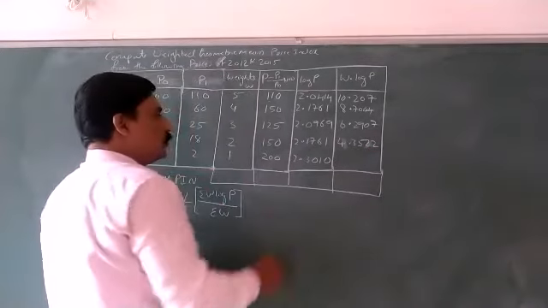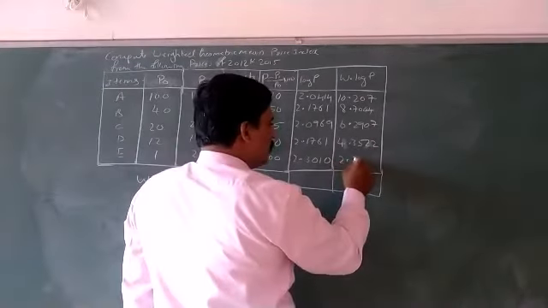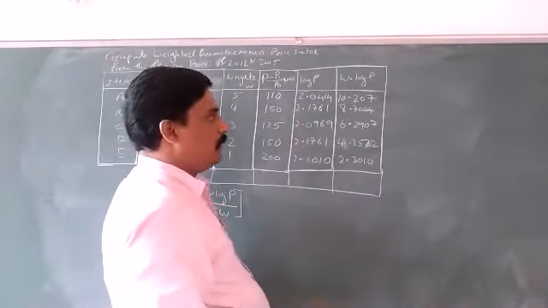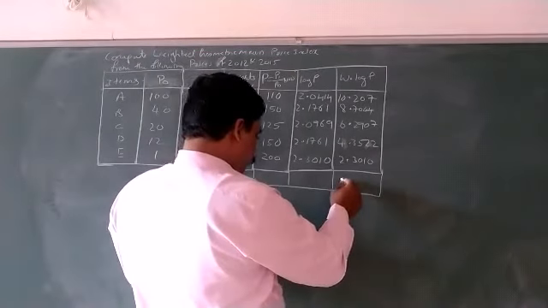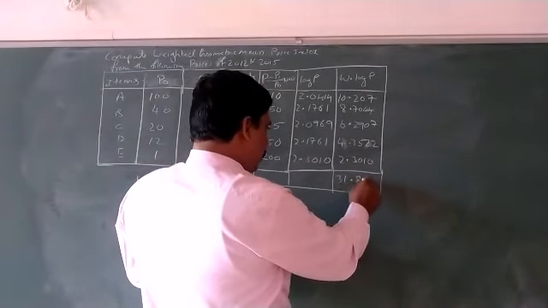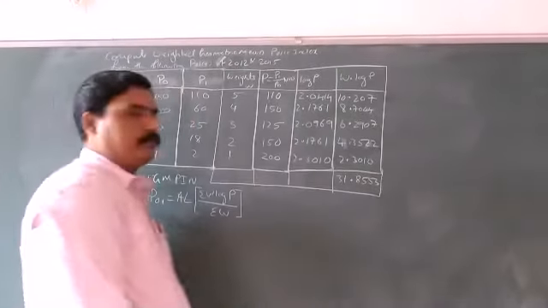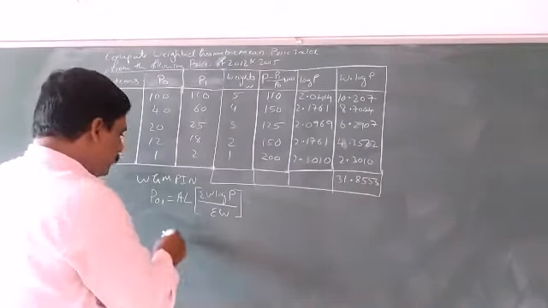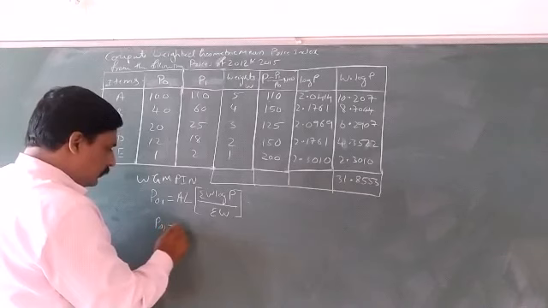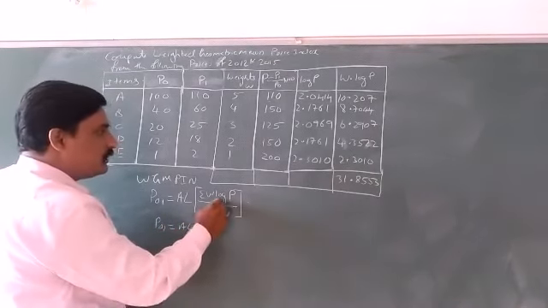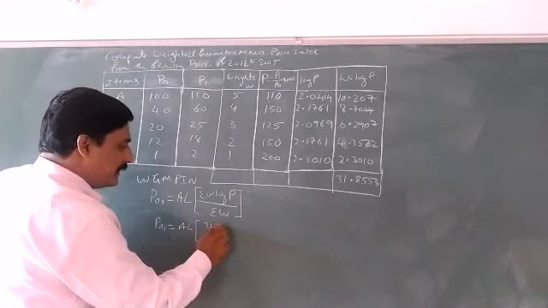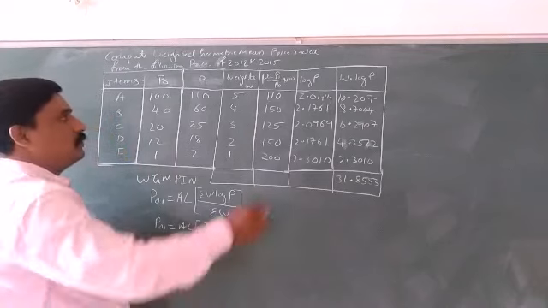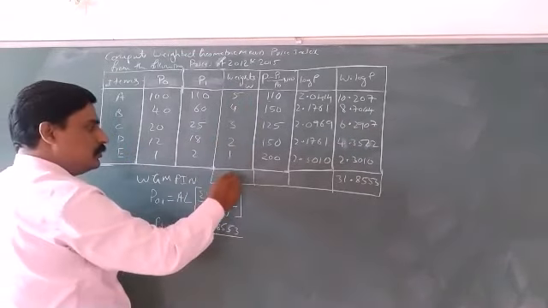And last one, 1 into 2.3010, we get 2.3010, etc. Now make the total of W into log P column, that comes to 31.8553. So now put that in the formula. P01 is equal to antilog of summation W log P divided by summation W. Summation W column total comes to 15.